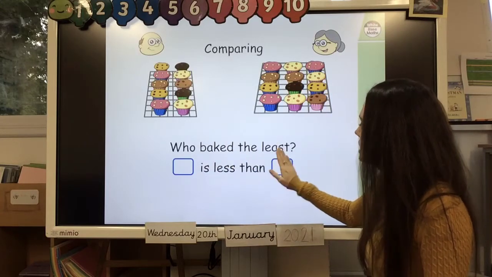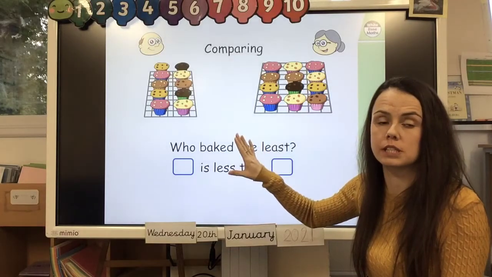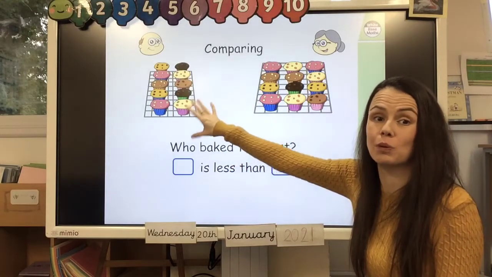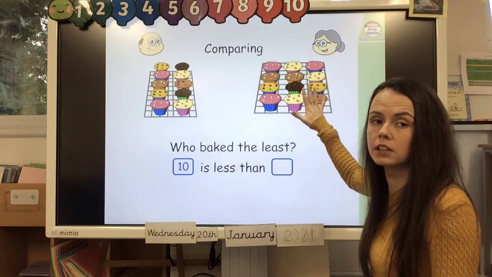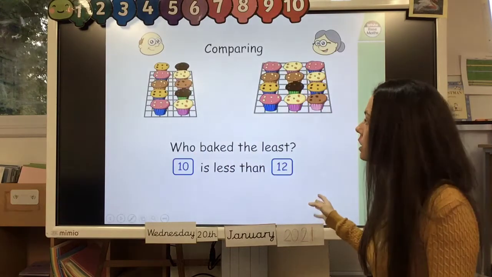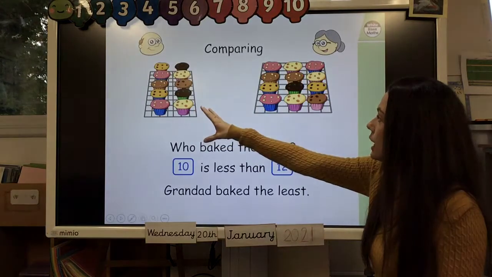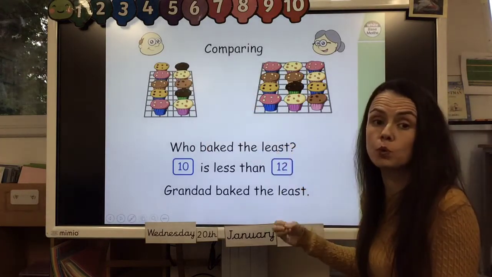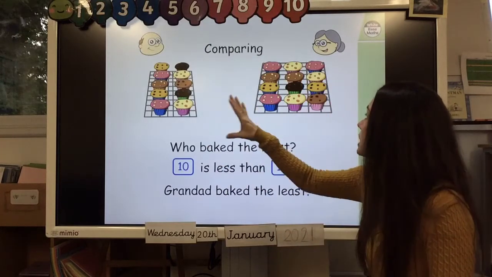Who baked the least? Something is less than something. So what's the smallest number? 10, well done. So 10 is less than 12. So the granddad baked the least amount of cakes because his number was smaller. 10 is less than 12, so granddad baked the least amount.